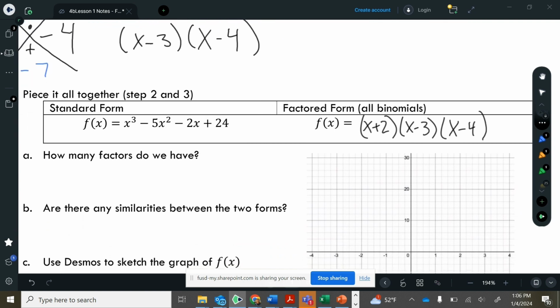Okay, how many factors do we have? Oh, we already answered that, right? Look, each of these binomials is a factor. We've got 3 of them. So we've got 3 factors.